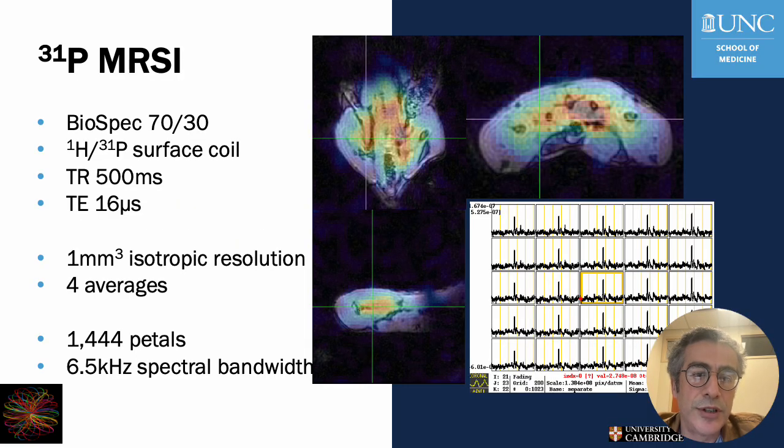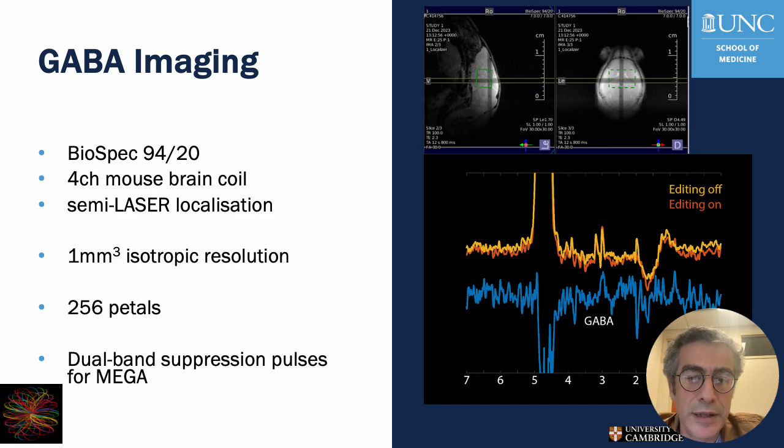Again, we challenged the acquisition with X nuclei because of the lack of signal-to-noise ratio and the need for ultra-short echo time delays. This allowed us to map the phosphorus signals in the abdominal part of the mice, as illustrated in this slide. Then we challenged it for GABA imaging, in other words, neurotransmitter imaging. According to this acquisition, at 9.4 Tesla, using a 4-channel mouse brain coil with semi-LASER localization, we successfully acquired spectra indicating the GABA signal, as illustrated here.